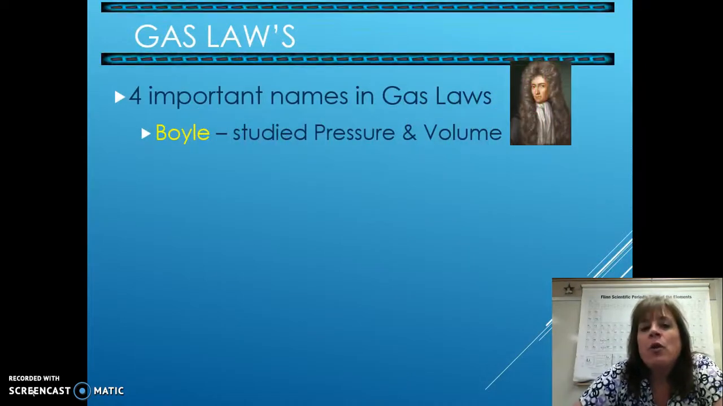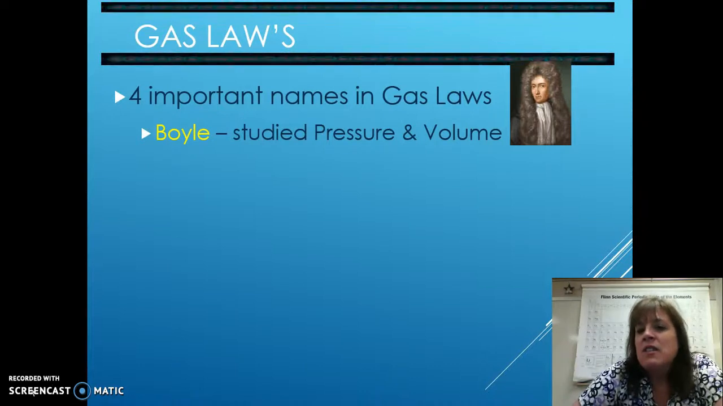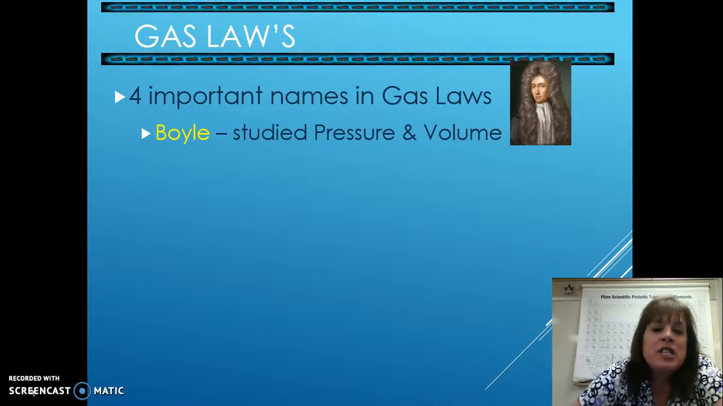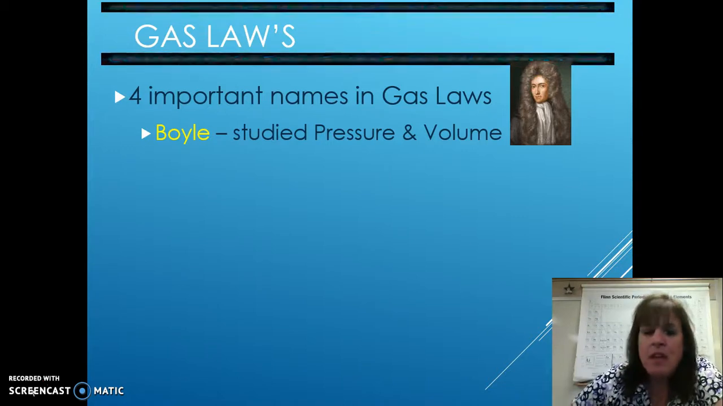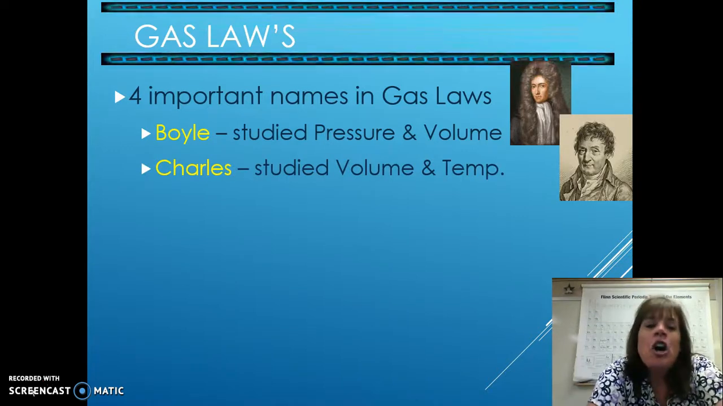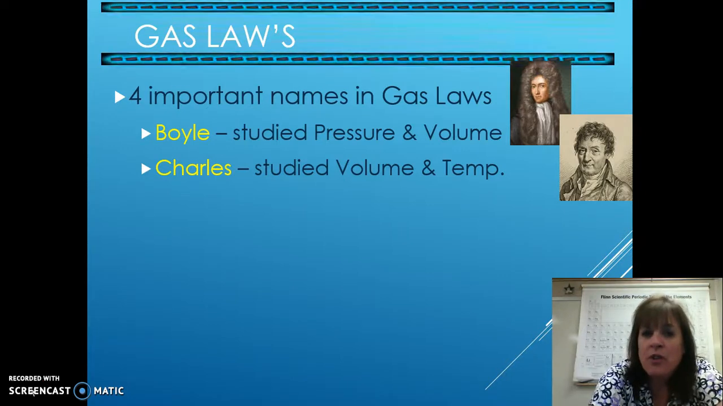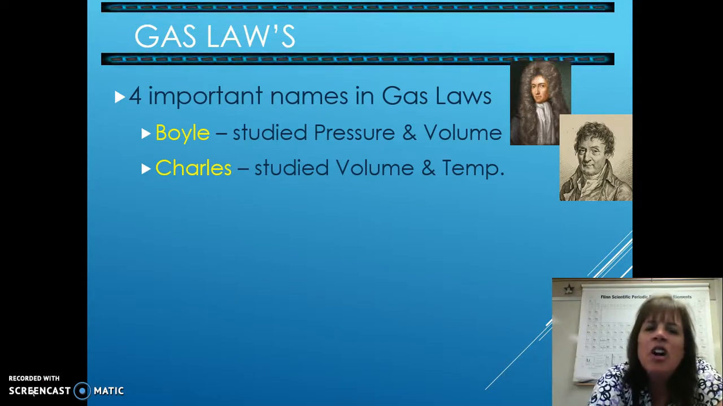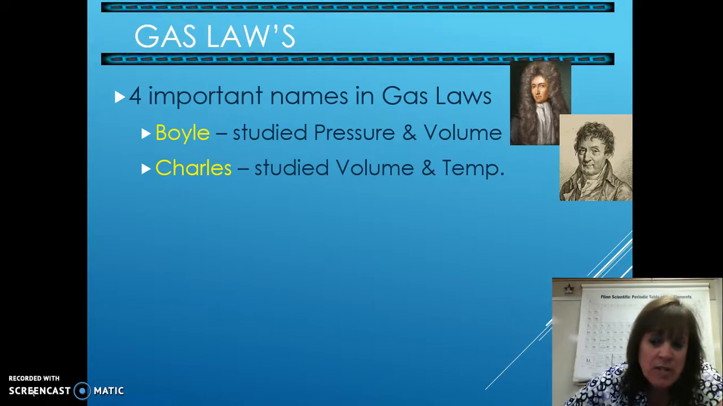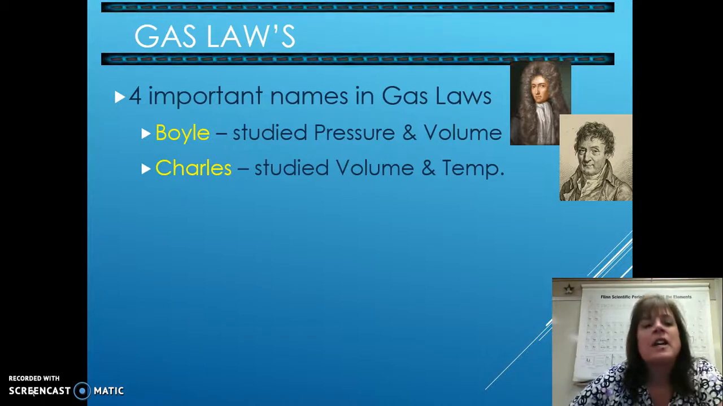Well, there are four really important names in the gas laws. The first guy is Robert Boyle. He was British. He studied the effect of pressure and volume. There was Jacques Charles. He was French, and he studied the effect of volume and temperature. Now, he actually never published his work, so he's kind of lucky. They call it Charles' Law.